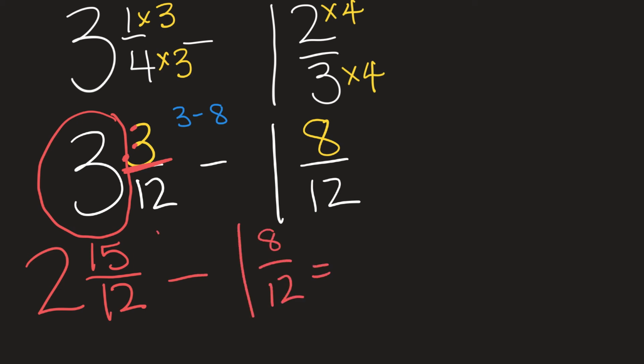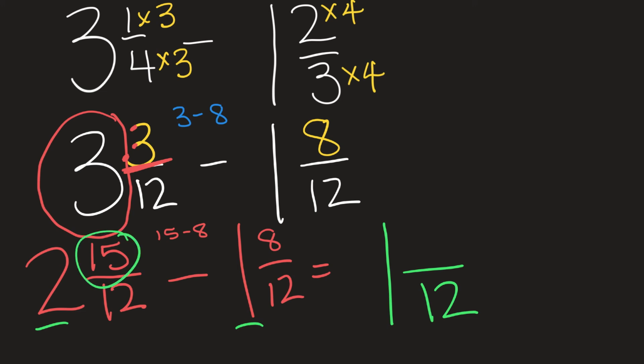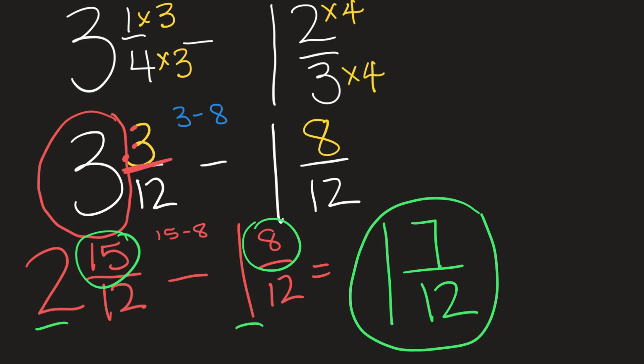Now, can I take 8 away from 15? The answer is yes, so I can answer my problem. 2 minus 1 is 1. The denominator stays the same. And 15 minus 8 is 7. My answer is 1 and 7/12.